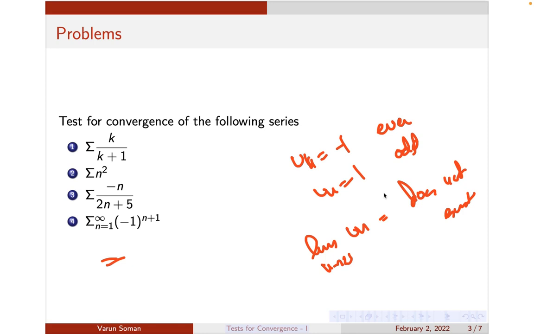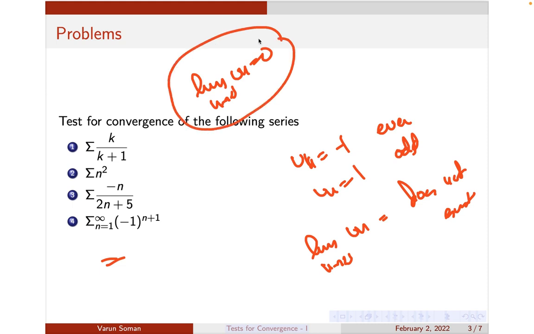Therefore, you can say that this is also divergent because if it is convergent, the limit as n tends to infinity of un should be 0. Here, the limit itself does not exist. Therefore, we can say that the series is also divergent. So this is a simple divergence test using the kth term. Okay, so these are some simple divergence tests. Now let us move forward.